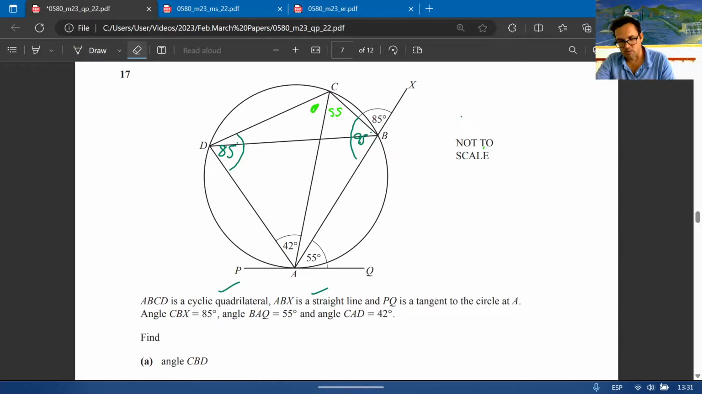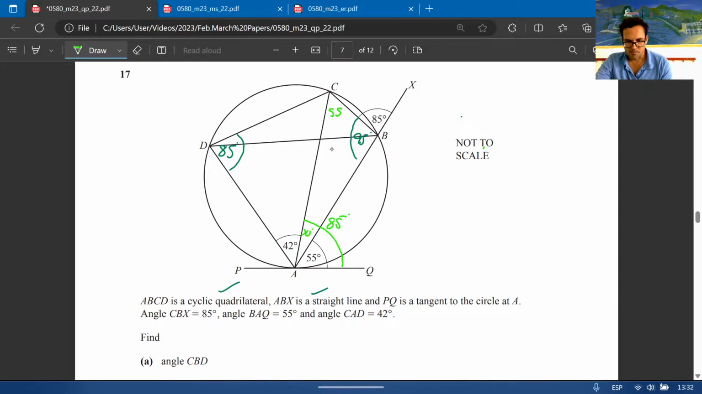Oh wait, I think I've spotted another one. So we take this whole angle here to the triangle ACD. It should be equal to 85. So that's 85. Again, alternate segment theorem. Okay, so that gives us a little angle there. 85 minus 55, that must be 30. Look how much progress we're making.